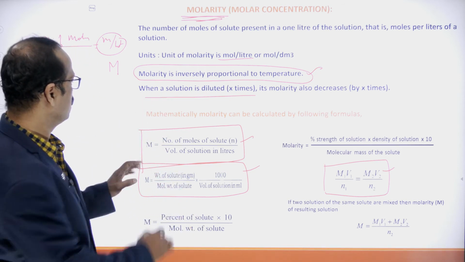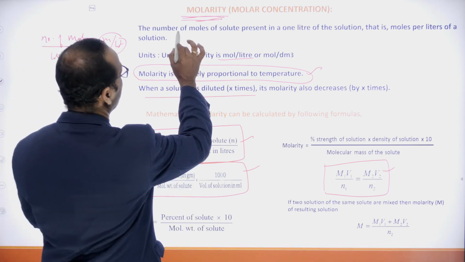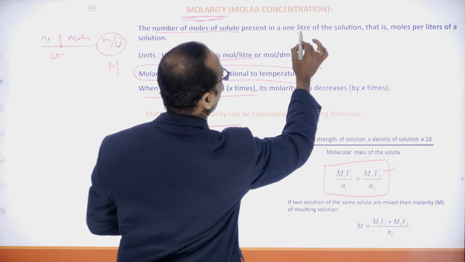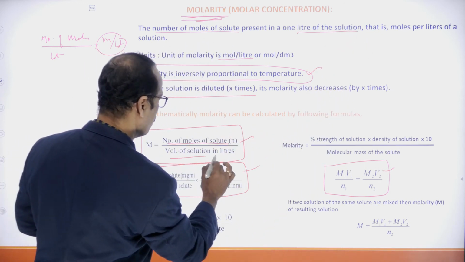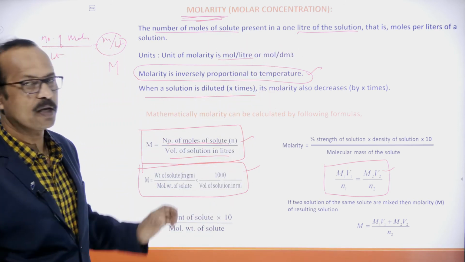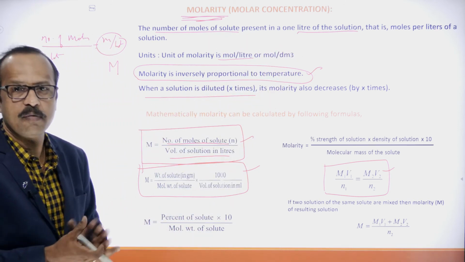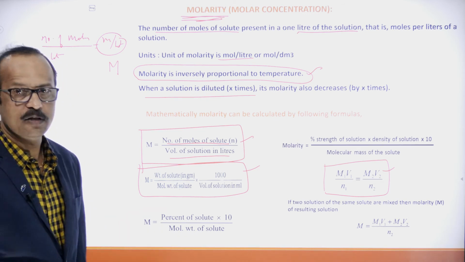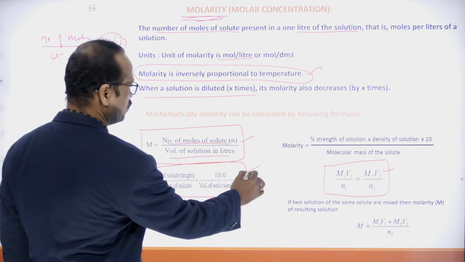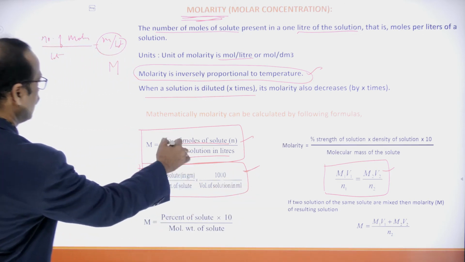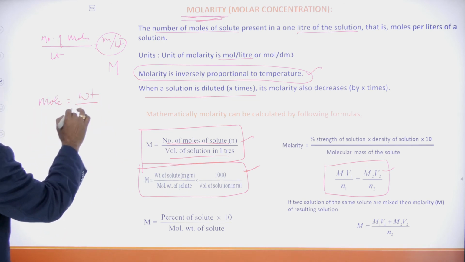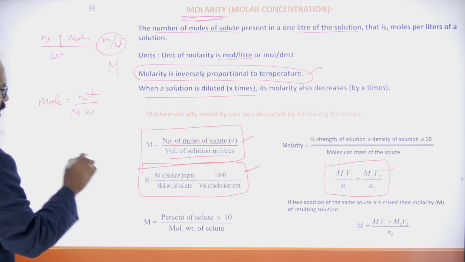So, molarity is equal to the number of moles of solute present in 1 liter of solution, divided by the volume of solution in liters, that's all. The definition you are studying, that only you are putting in the form of a formula. Very simple, very easy, so don't be confused here. If I want to express it in detail, then we can use this formula: number of moles is equal to weight by gram molecular weight.